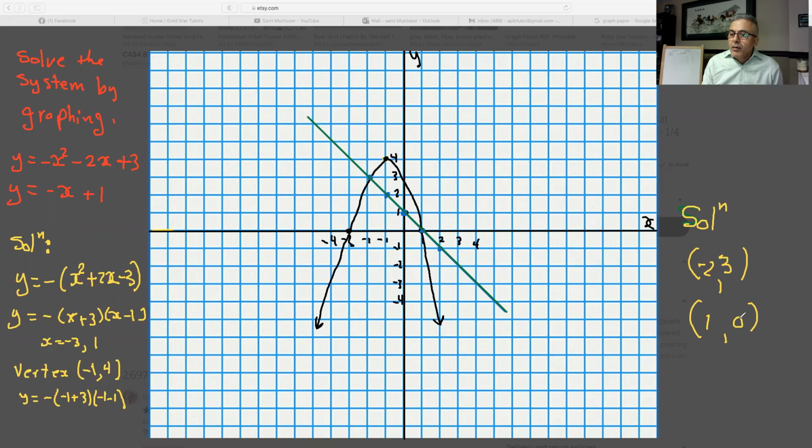So this is how you solve systems of equations by graphing. When you have a quadratic and a linear equation, so you get a parabola and a straight line, you just find out where they meet. And this is how you find solutions, again, for systems of equations.